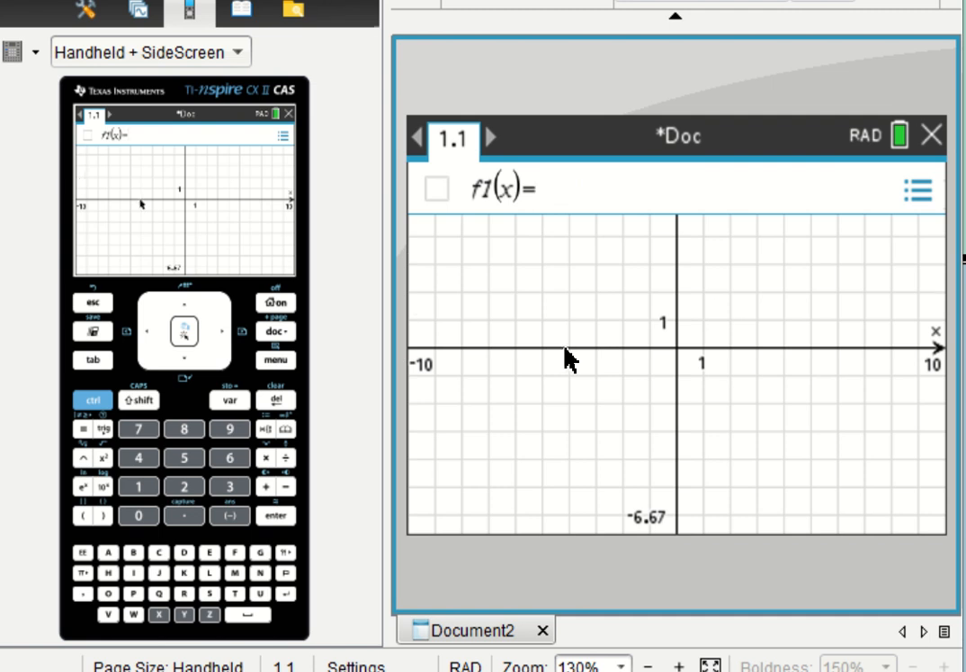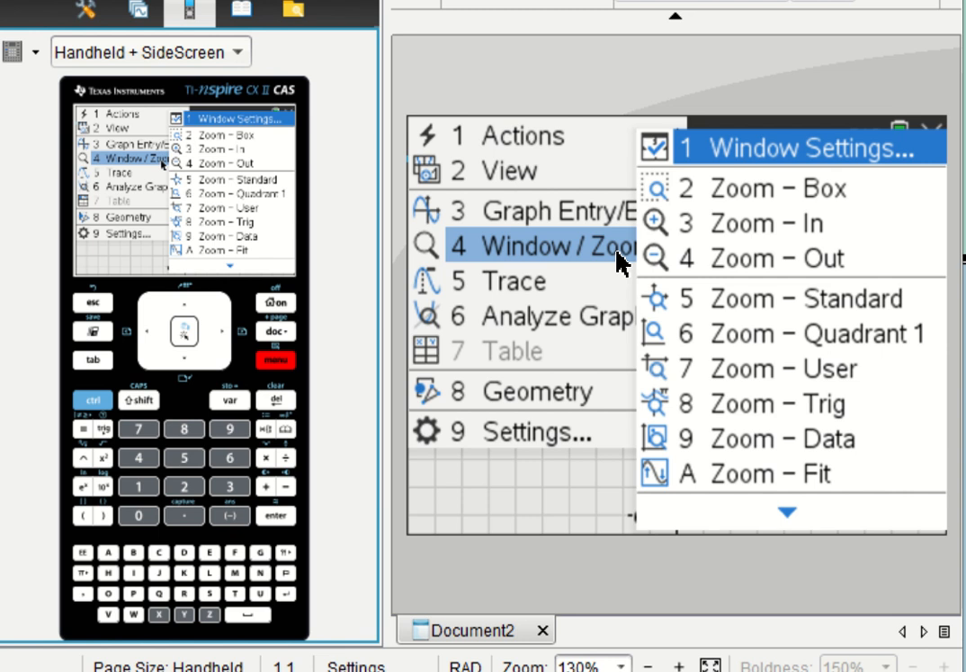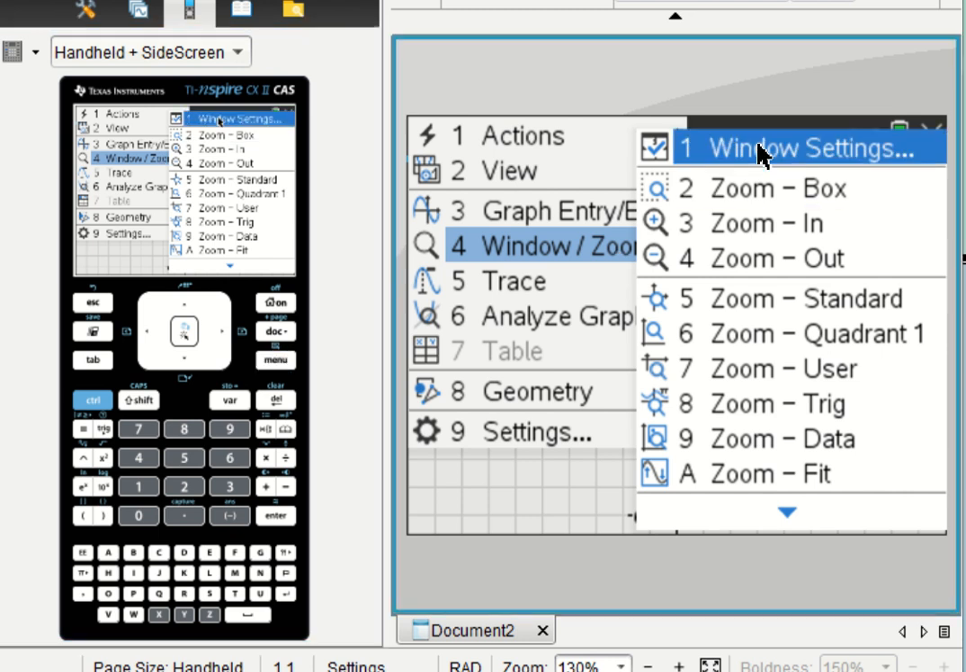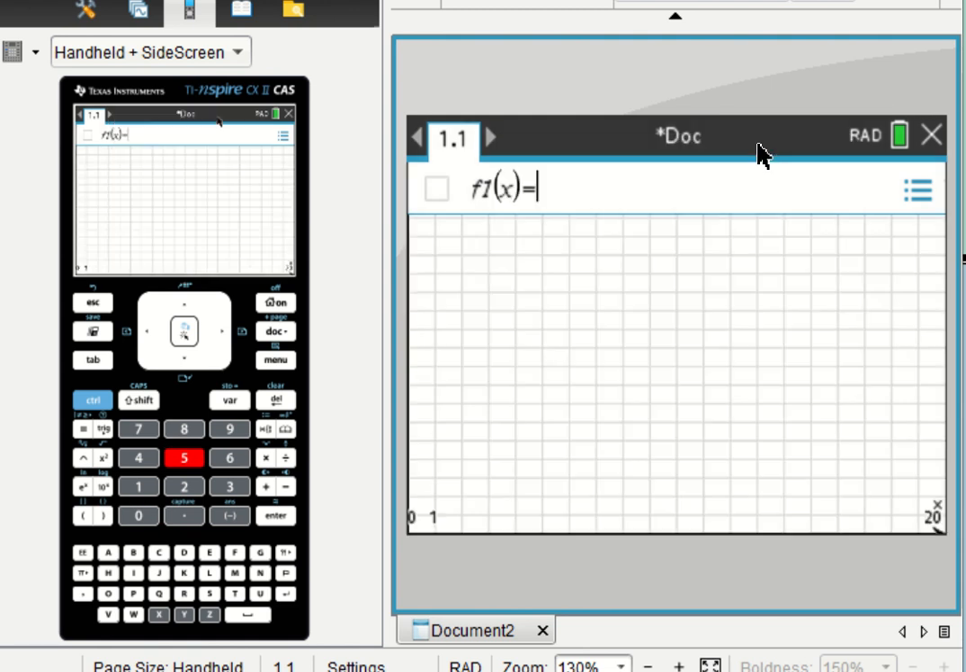So, before I graph a function, I want to make my window. So, menu 4, 1. That's a custom window. My x-axis is going from 0 to 20, counting by 1s. My y-axis is going from 0 to 100 and counting by 5s. Now we can graph our first function.